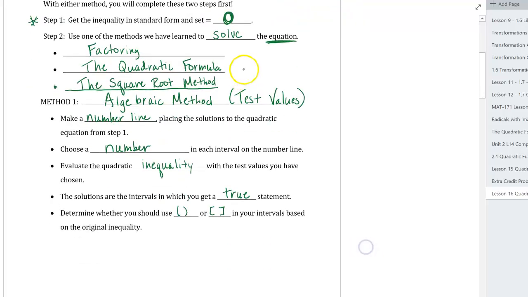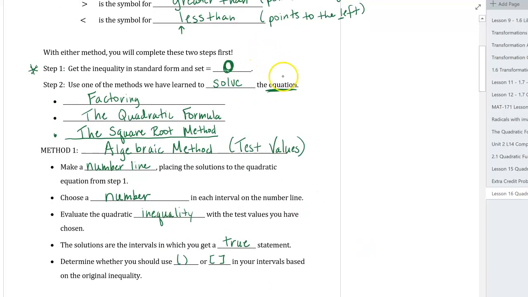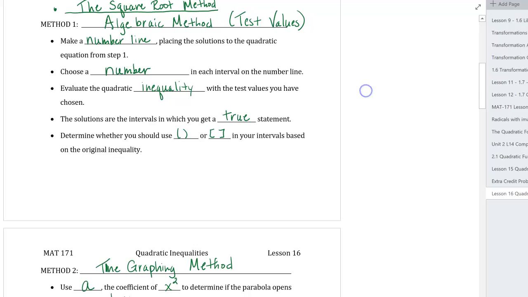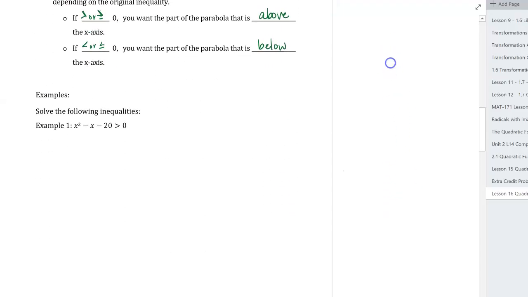And the reason why we wanted to get it equal to 0 and solve the equation is because these are called the critical values, and that is where the parabola will go from either being greater than or less than. I'll give you an example. So let's go ahead and work through example 1.